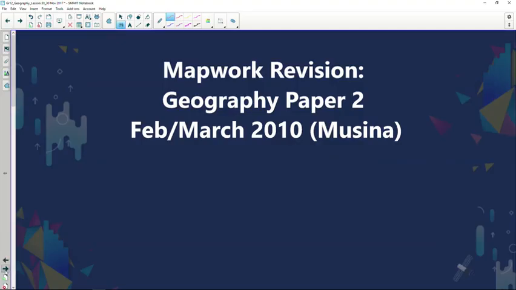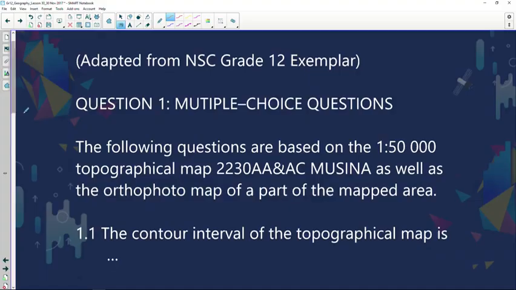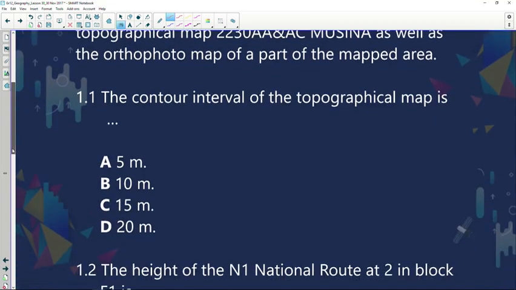Your first question usually consists of short answer questions, multiple choice. What you need to do is use your topographical map, that's a 1 to 50,000 map, as well as your orthophoto, the 1 to 10,000 map. Now let's just quickly have a look at a few of the questions.